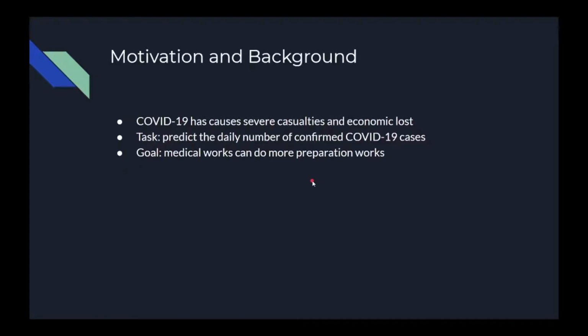We all witnessed the rampage of COVID-19 from the start of this year. COVID-19 has caused many casualties and economic loss. My task here is to predict the daily number of confirmed COVID-19 cases in various locations across the world, as well as the number of resulting fatalities for future dates. These results are very useful for medical workers, because by using these predictions, medical workers can do more preparation for their work and gain more power to defeat this kind of virus.